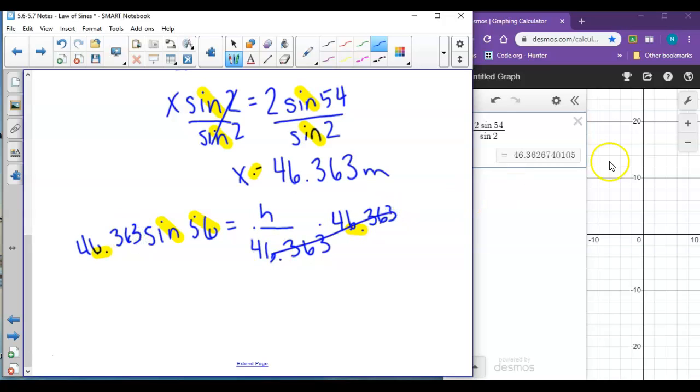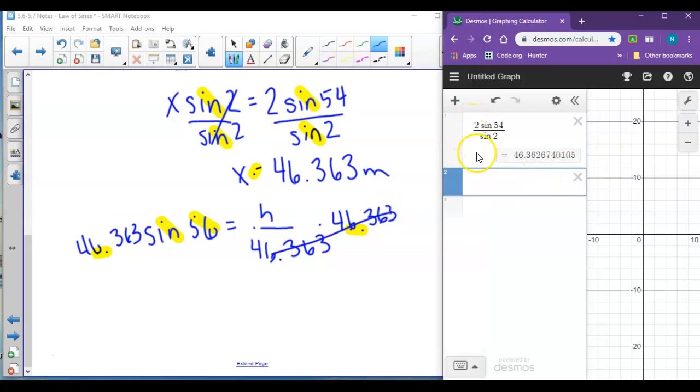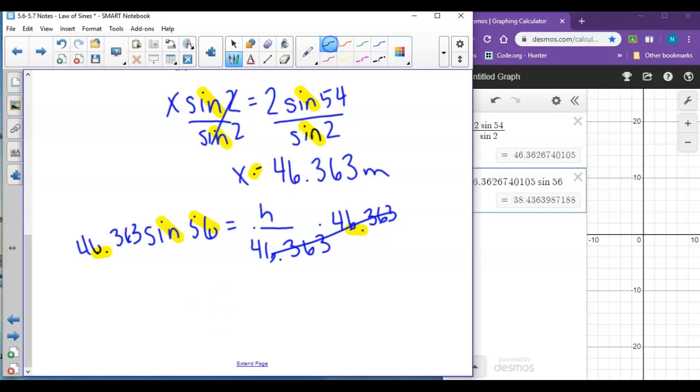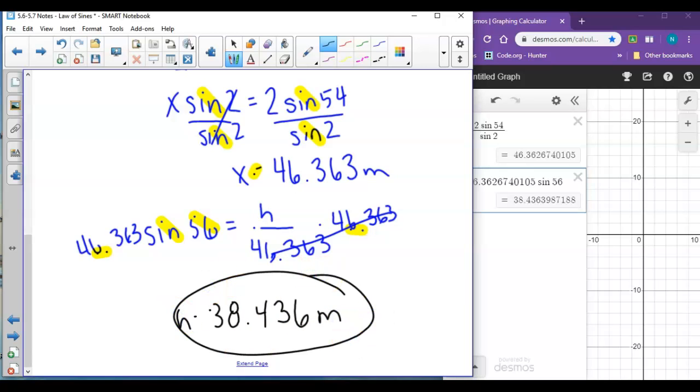And so if you type that in, we take that 46.36267401005 times sine of 56, we're going to get 38.436. So 38.436 meters in this case. So that is our height of the chimney, 38.436 meters.